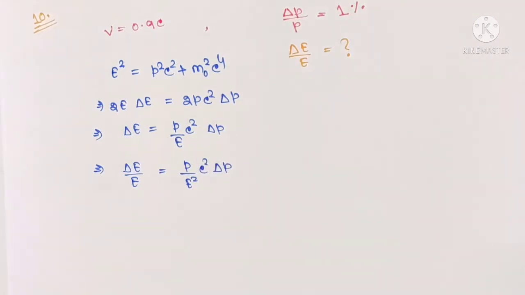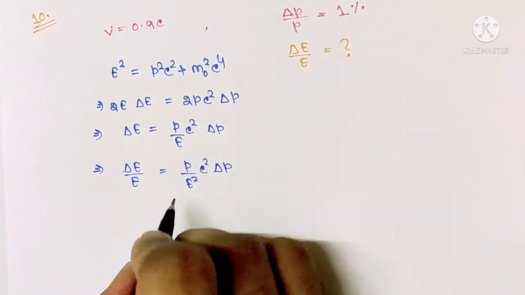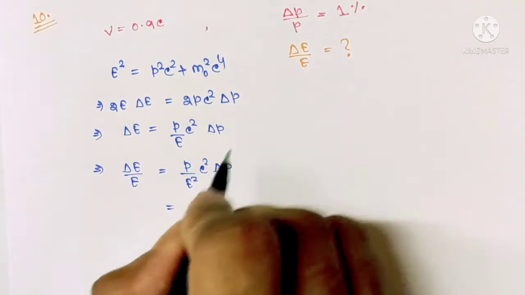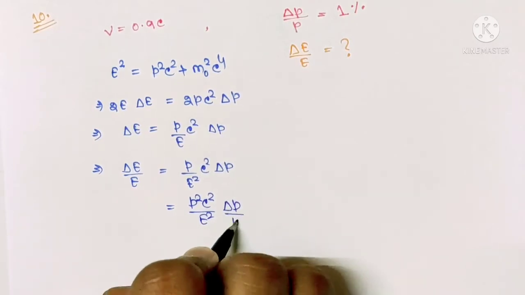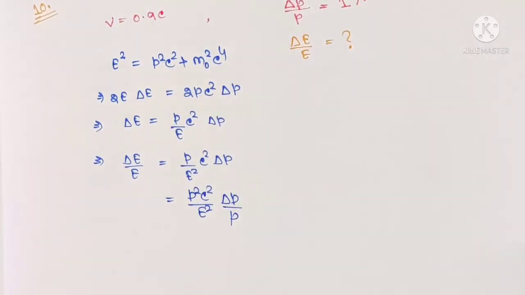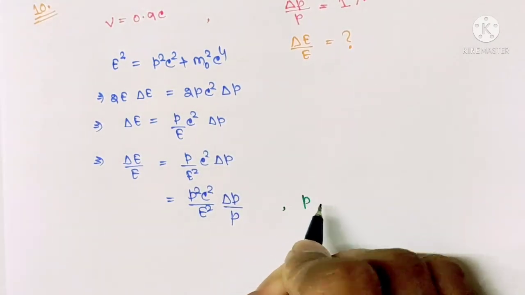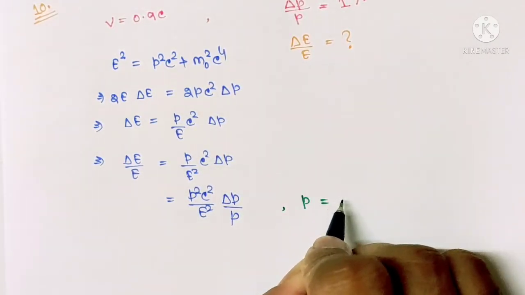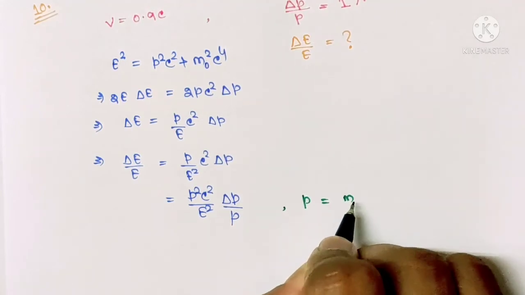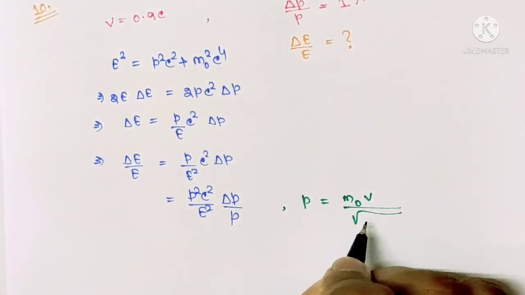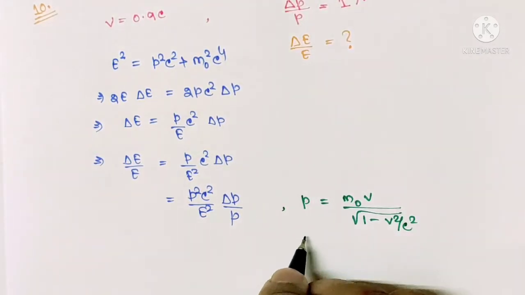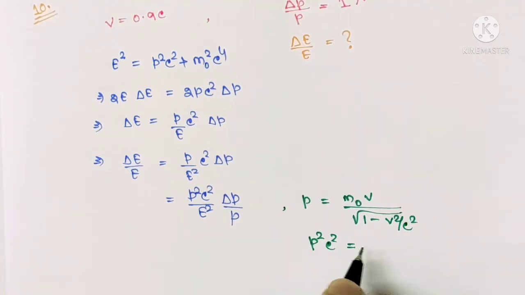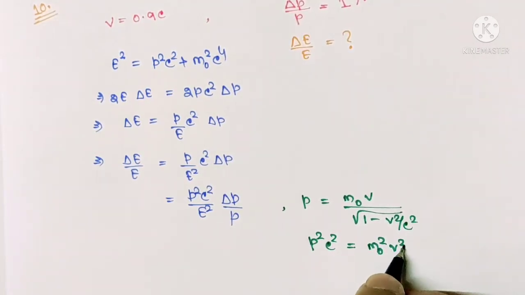To again use this value, del P by P, we have to express it as del P by P. So this is P square C square by E square del P by P. Momentum of this electron will be given by P equals m naught V by square root under 1 minus V square by C square, or P square C square can be written as m naught square V square C square by 1 minus V square by C square.